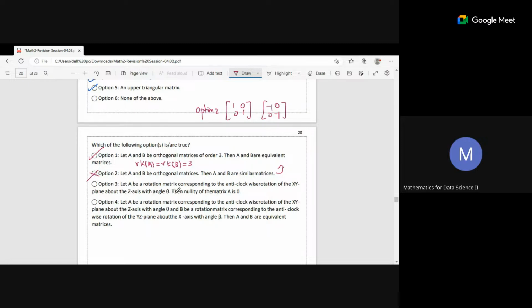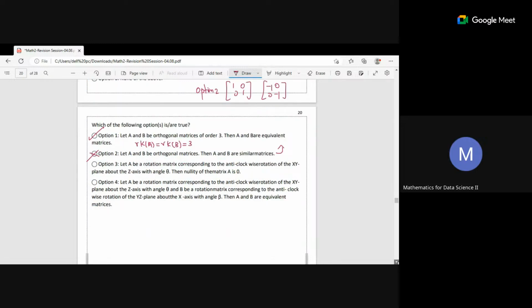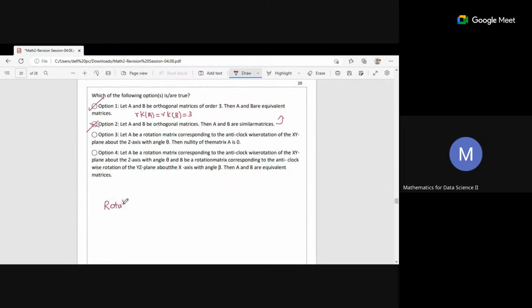Let A be a rotation matrix corresponding to the anti-clockwise rotation of the xy plane about the z-axis with angle theta. The nullity of the matrix A is zero. What I told you about the rotation matrix: rotation matrices are orthogonal matrices. So orthogonal matrices, you know that they are invertible. So then, what about the nullity of them? Zero, right? So it is correct.